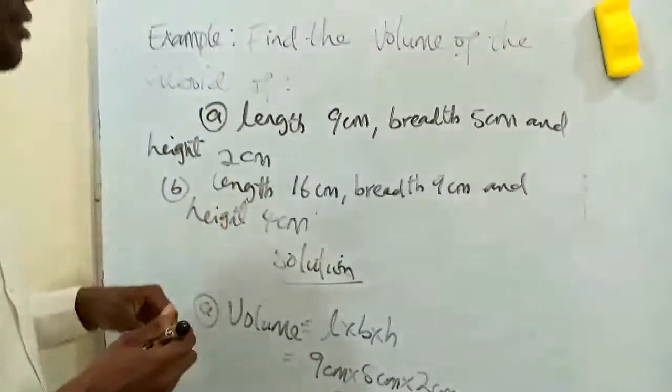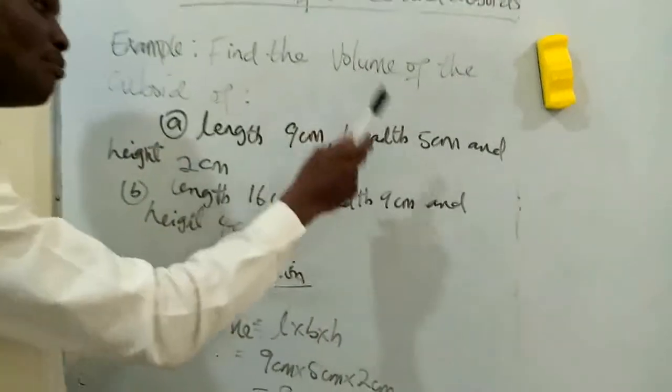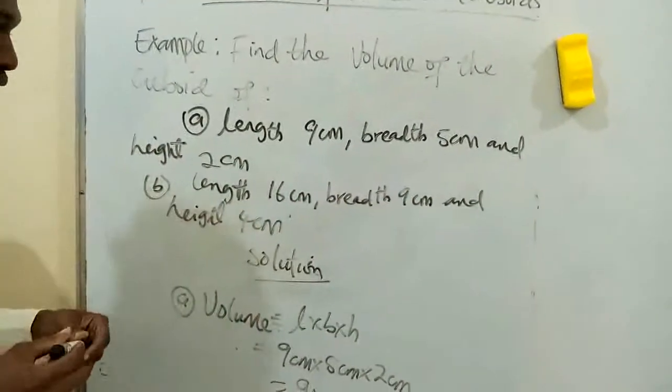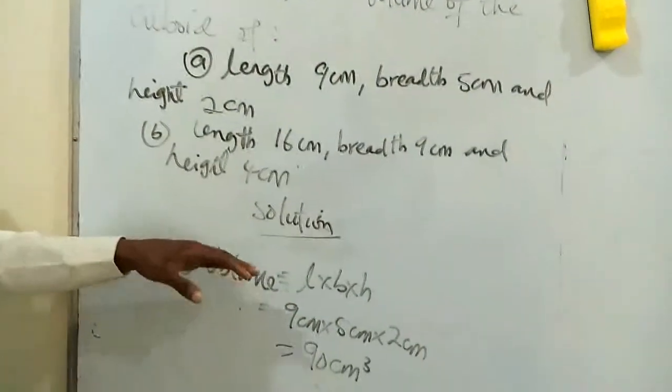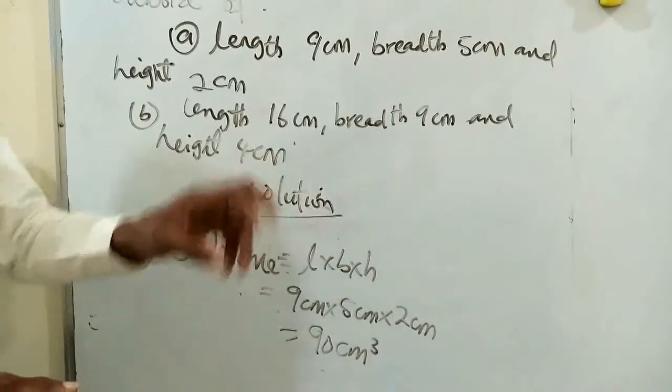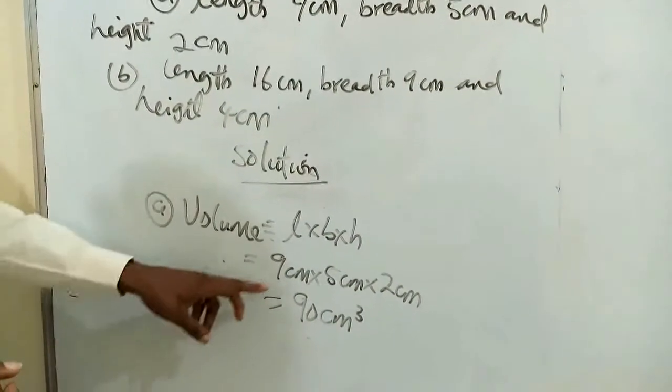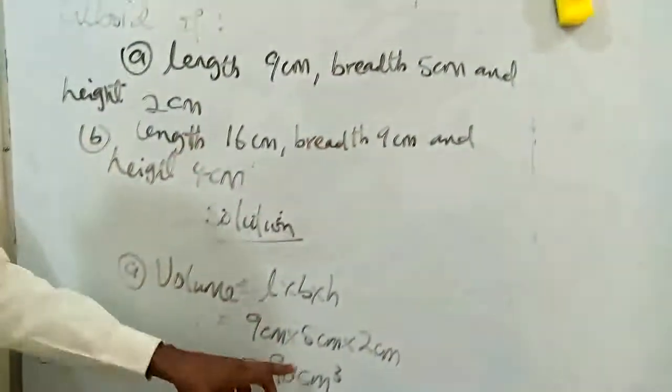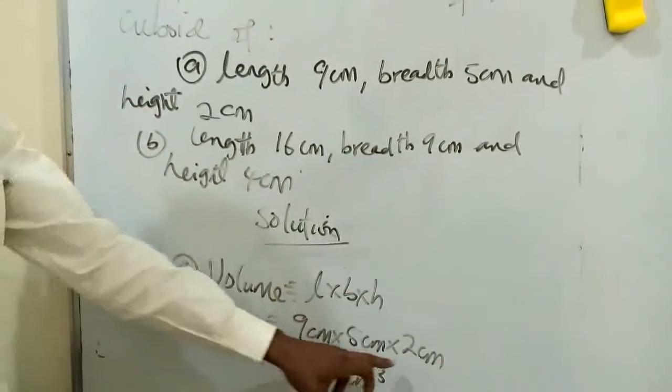Calculate the volume of a cuboid of length 9 cm, breadth 5 cm, and height of 2 cm. And we apply this formula. Volume is length times breadth times height. And we are given our length as 9 cm, our breadth as 5 cm, and our height as 2 cm.